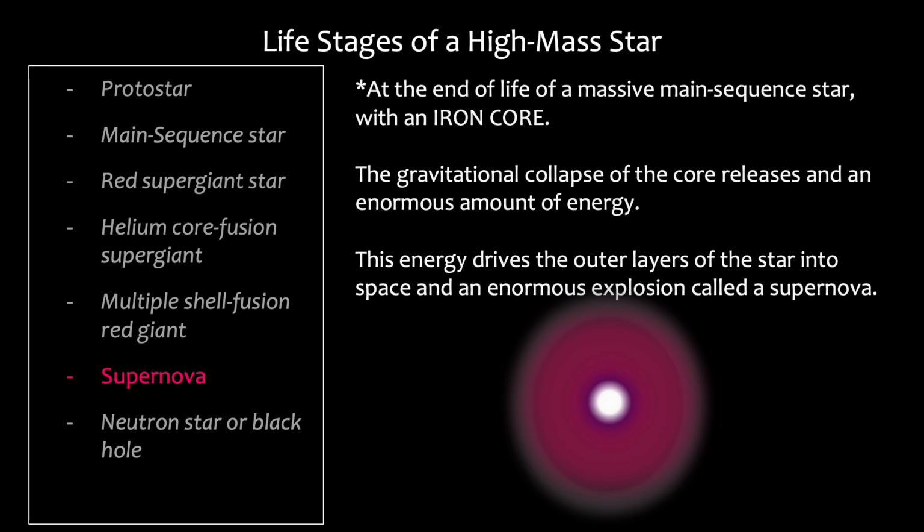At the end of life of a massive main sequence star, what results is an iron core. But gravity is relentless and will not leave it alone. It will continue to crush the iron core, which is now without the energy to counter it. And so the gravitational force makes it collapse, and the collapse of the core releases an enormous amount of energy. Basically, the iron core cracks, okay?